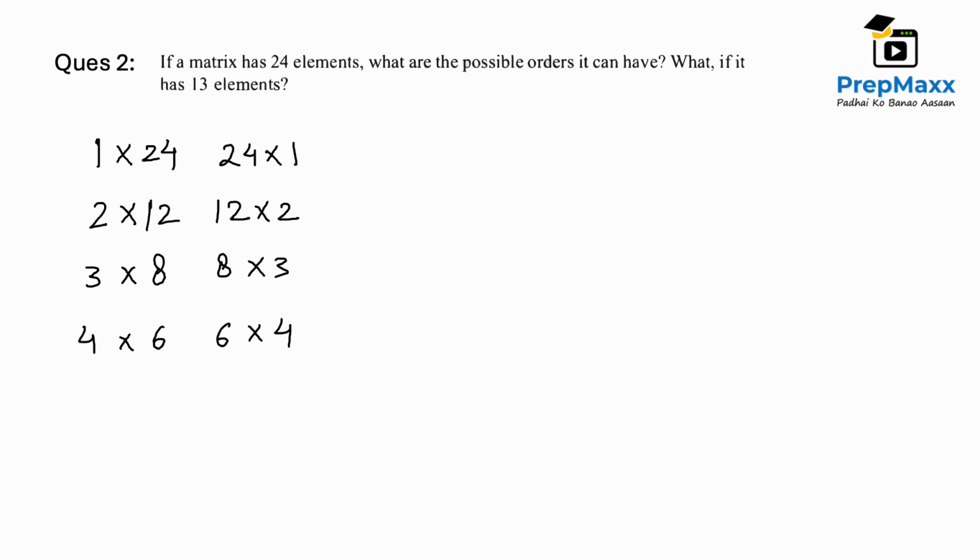So there are a total of 8 possible orders that can give us a total of 24 elements in the matrix. What if it has 13 elements? Then either you have 1 row and 13 columns, or 13 rows and 1 column. So these are the 2 possible orders we can have for a matrix with 13 elements. So this is the solution for question number 2.